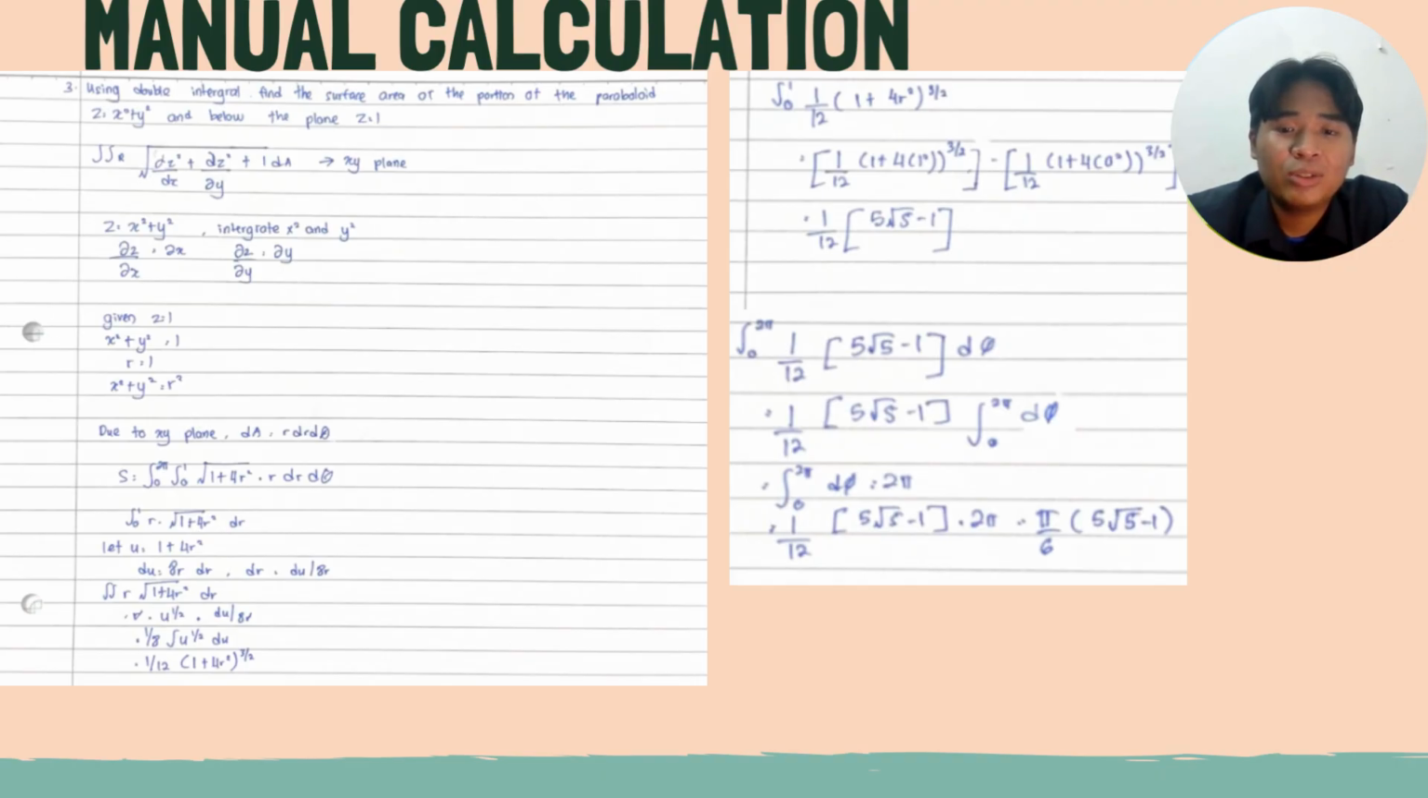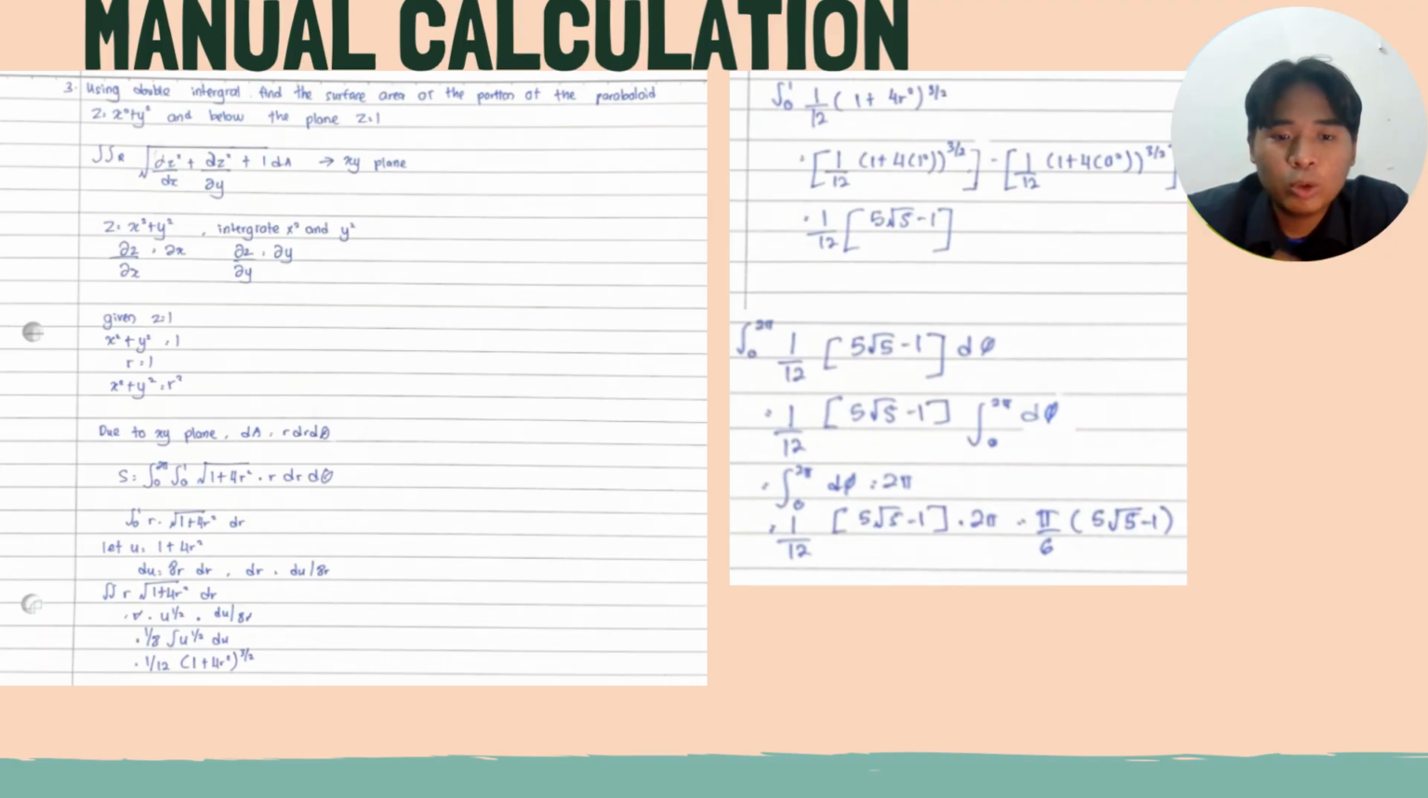theta. So the surface area S will become the integral from 0 to 2 pi and 0 to 1 of the square root of 1 plus 4r squared, r dr d theta. As you know, 1 plus 4 r squared is from there. We convert it to polar coordinates. So we evaluate the integral.